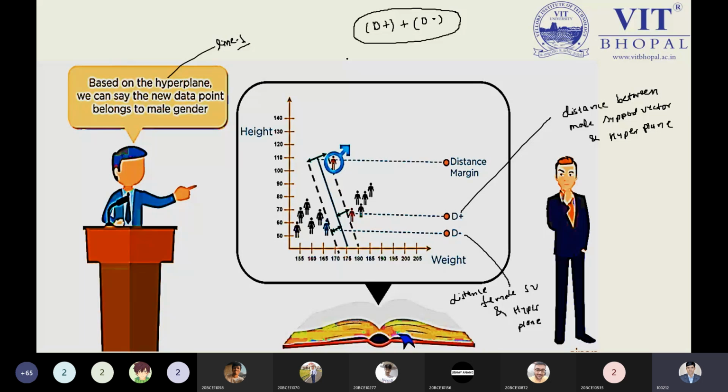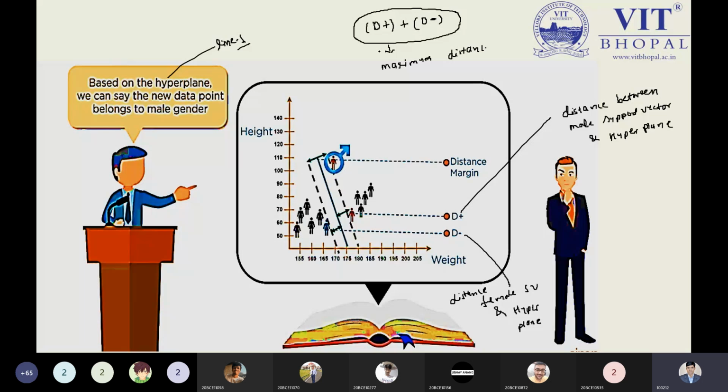So I'm asking about the distance. We are adding the two distances, one belonging to D plus and the other to D minus. So what is this distance equivalent to? Can you tell me right now? Yes, tell me. It's a very simple answer. This distance will be our maximum distance, if we add these two distances.